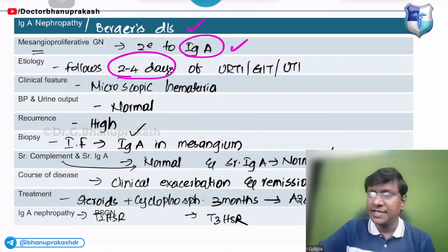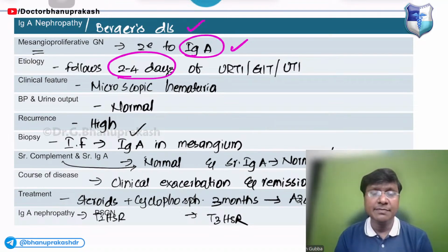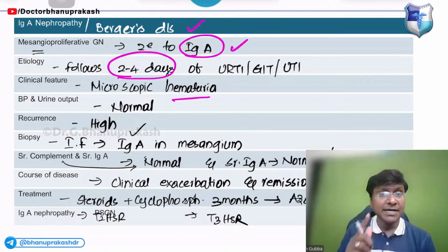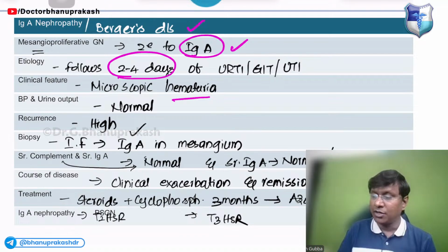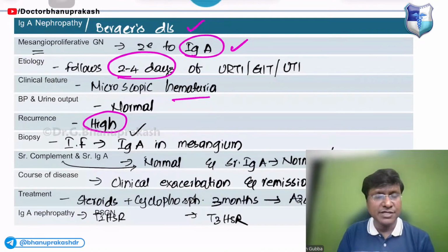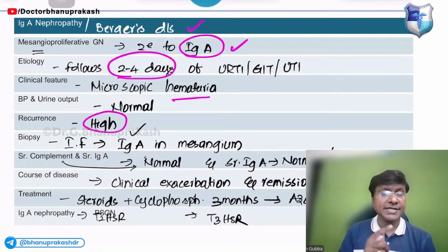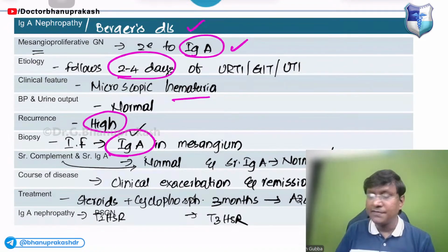The clinical feature that you will see in case of IgA nephropathy is hematuria. That is the classical presentation. But patients with IgA nephropathy don't have hypertension. Blood pressure and urine output will be absolutely normal. Exactly contrary to post-streptococcal glomerulonephritis, the recurrence is very high in patients with IgA nephropathy. On biopsy, there is presence of IgA in the mesangium, observed in the immunofluorescent microscopy. Contrary to post-streptococcal glomerulonephritis, the serum complement levels will be absolutely normal. In PSGN, we have discussed that there is transient hypocomplementemia.